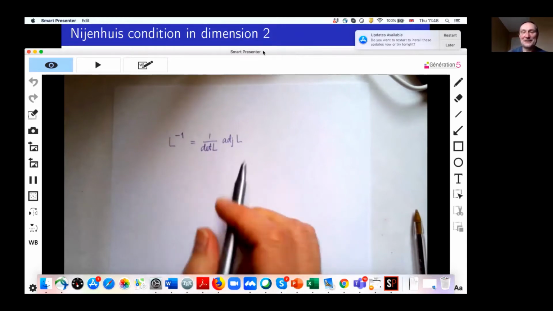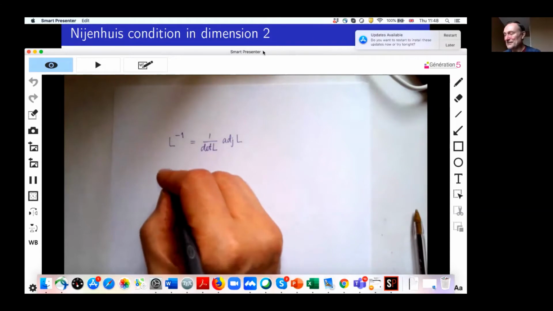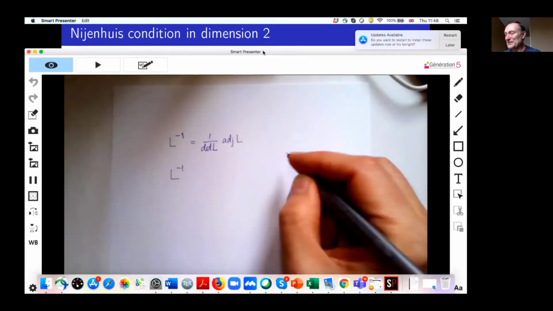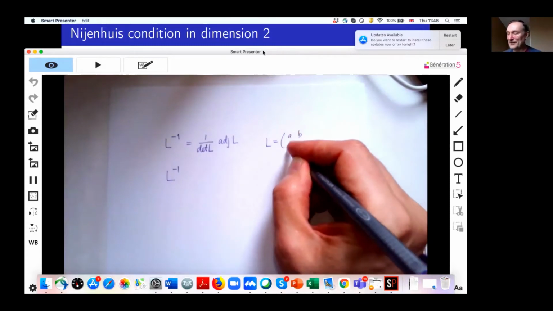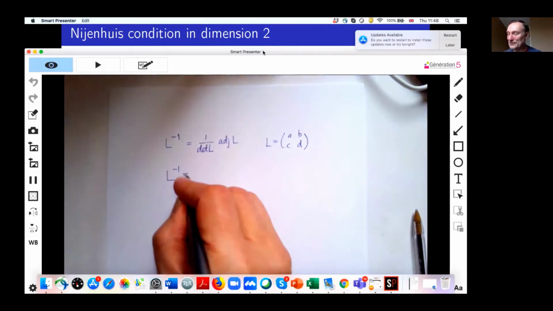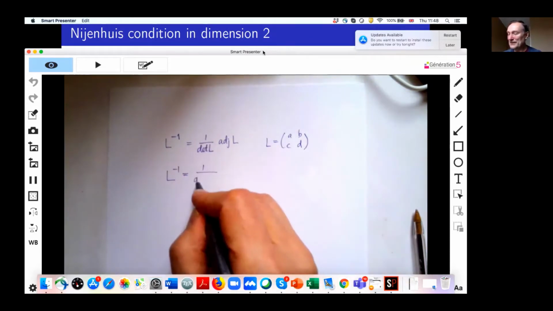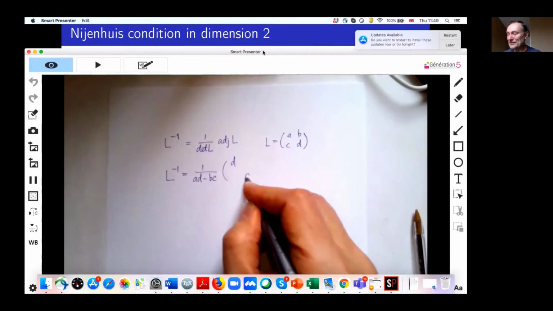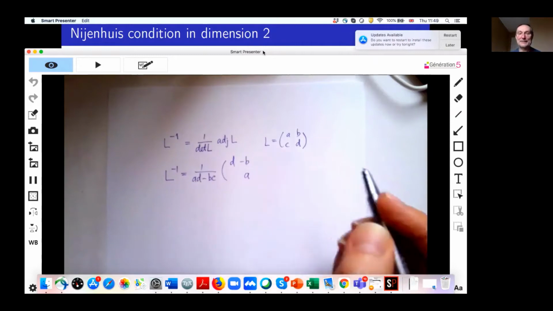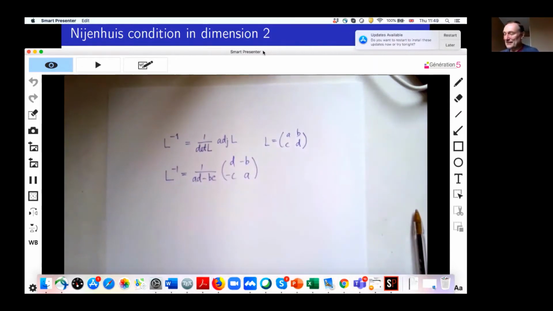Okay. For 2 by 2 matrices, if L is A, B, C, and D, then of course you know that the inverse matrix of L is 1 divided by the determinant AD minus BC, times the matrix D, minus B, minus C, A. That is the adjugate matrix.